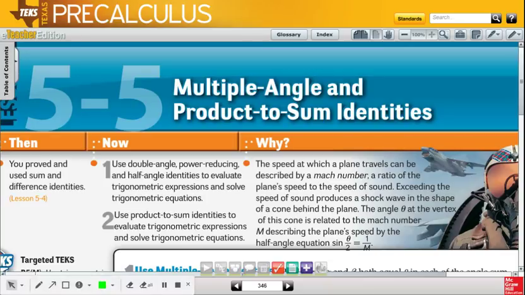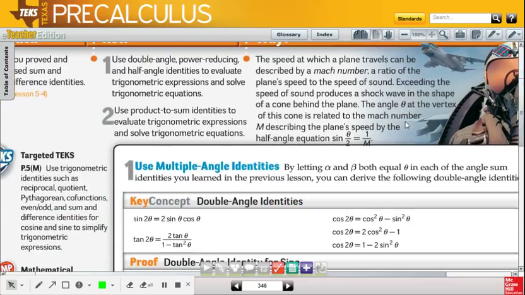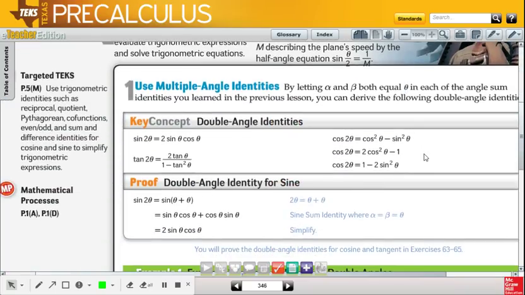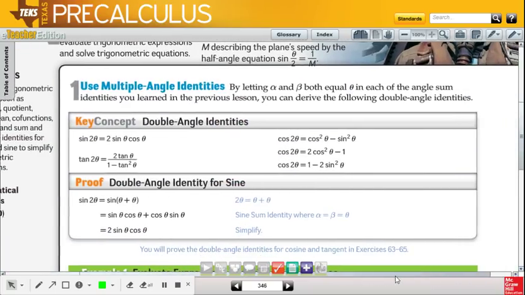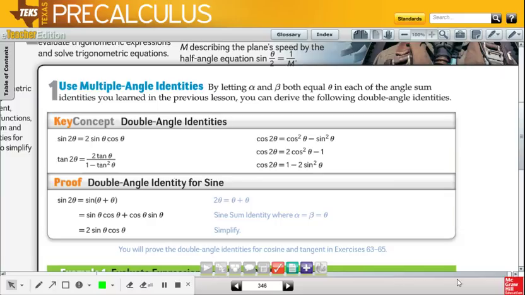In 5.5, or in the textbook 5-5, we're going to go over multiple angle and product of sum identities, but in this video, we're mainly going to focus on just multiple angle identities. Not going to worry about product of sum, just multiple angle identities. Now, the first part of multiple angle identities, we're going to go over double angle identities.